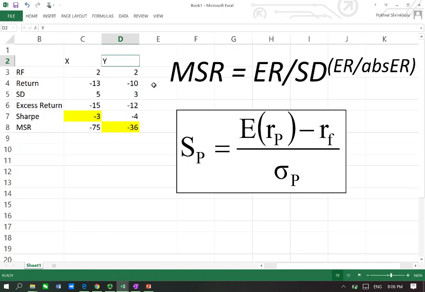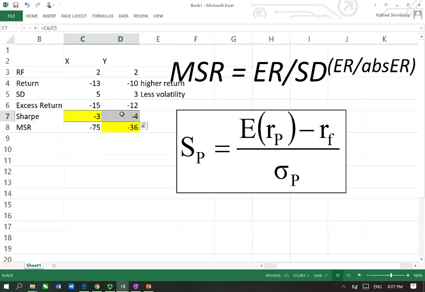Now this should make sense, because Y is enjoying 300 basis points higher return: this is 10%, this is 13%, a 3 percentage point difference. In the case of volatility, the difference is 2, 5 minus 3, so 200 basis points less volatility, and a higher return is enjoyed by portfolio Y. So it is true that the risk adjusted return performance of portfolio Y should be superior. This was not the case as shown by the Sharpe ratio.